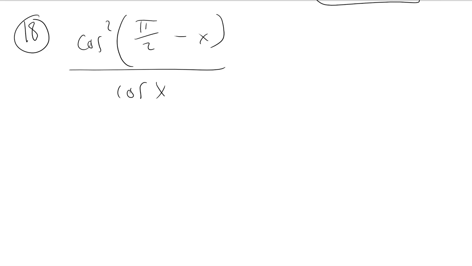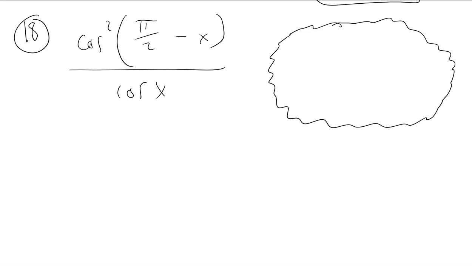Okay, so on question 18, what I suspect would be difficult about starting this question is you do have to remember one of the cofunction identities. That is an identity that we asked you to memorize earlier this year, but it's not one that you get to use very much. It says that cosine of pi over 2 minus x is the same thing as sine.